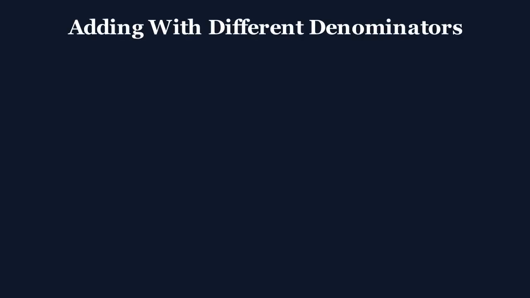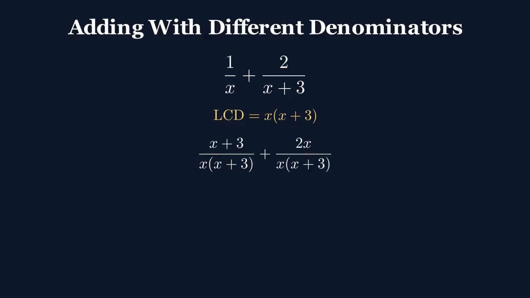When denominators are different, build a common denominator. For example, 1 over x plus 2 over x plus 3. The common denominator is x times x plus 3. The first fraction becomes x plus 3 over x times x plus 3. The second becomes 2x over x times x plus 3. Add the numerators to get 3x plus 3 over x times x plus 3.